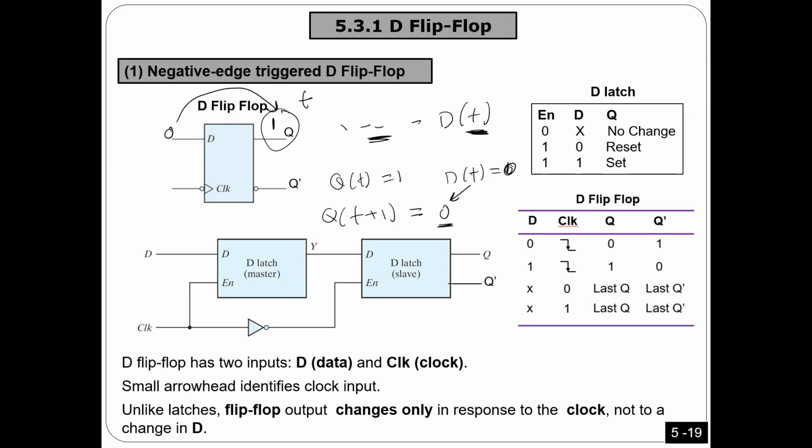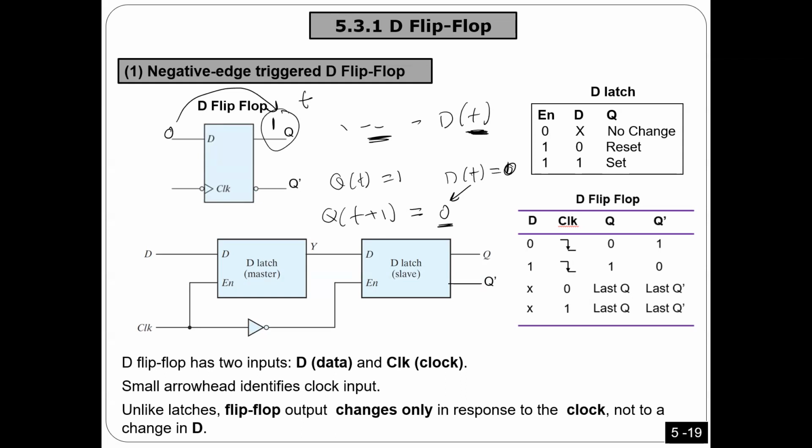Don't be confused between t and t plus 1. T means before the edge. Once the edge comes, we get the new state, because we change the state. So here the state is 1. I put the input as 0. So what is the state? The state is 1. Once the clock comes, the new state is going to move from 1 to 0.